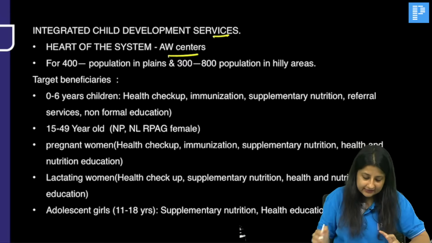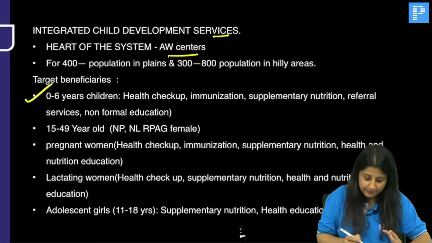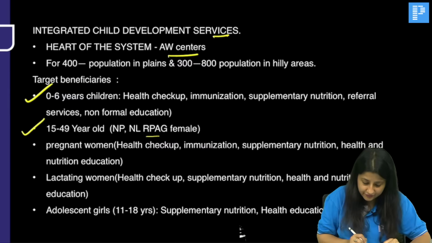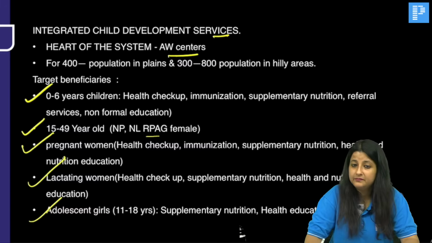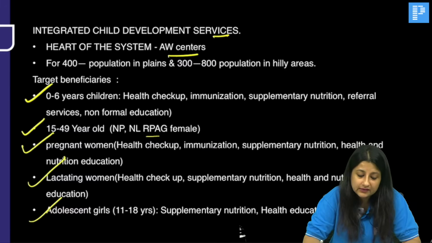All right. Another thing, 0 to 6 years old are part of this. 15 to 49-year-old reproductive age females, pregnant women, lactating women, adolescent girls, they are also beneficiaries of this program. ठीक है? They are also beneficiaries of this program. Is it clear?